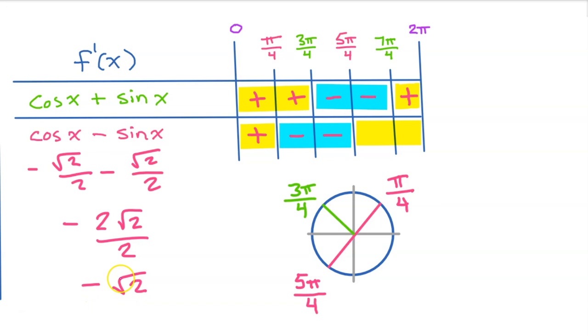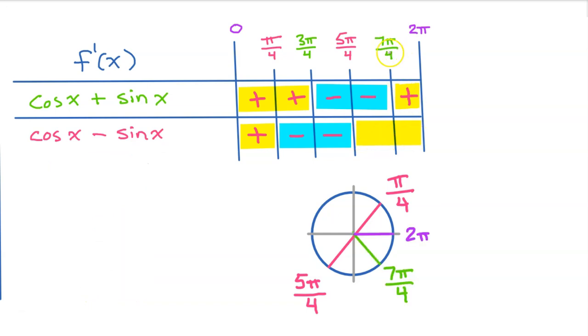In this last interval, I could use 7 pi over 4 as a test value, or I could just use 2 pi. I'm going to use 2 pi because that'll be simpler. At 2 pi, cosine is positive 1, and sine is 0. So this factor becomes 1 minus 0, which is positive 1.